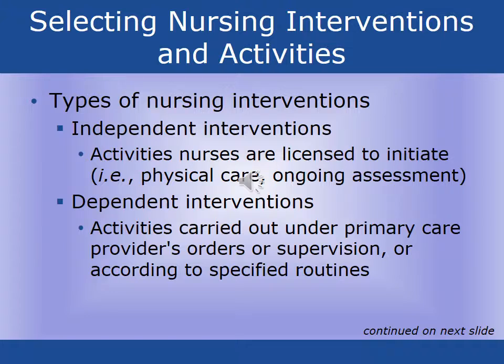We've already sort of mentioned this, but types of nursing interventions, we have independent activities. These are things that registered nurses are licensed and it's within their scope of practice to initiate or to do for the patient. And those things include things like physical care and ongoing assessment. Then we have dependent interventions, and that activity is carried out under a doctor's order or supervision or according to a specified routine. Those are things like giving medications, doing specific wound care, IV fluids, inserting catheters, NG tubes.